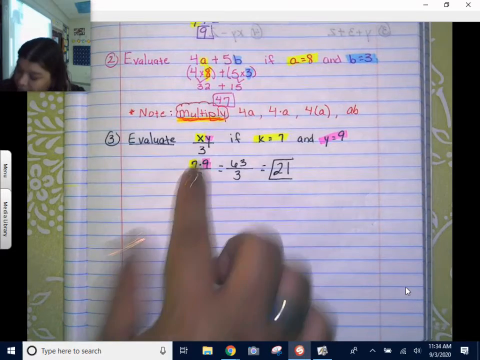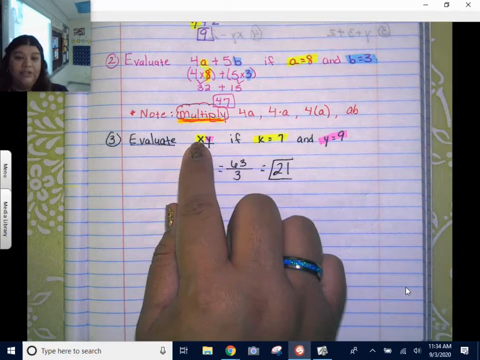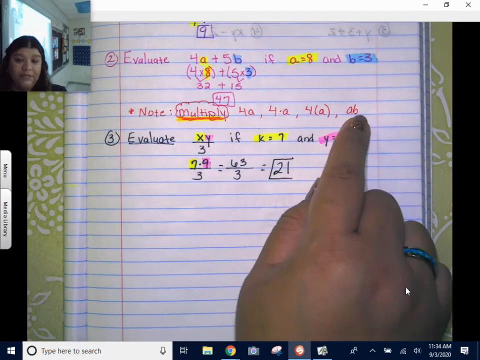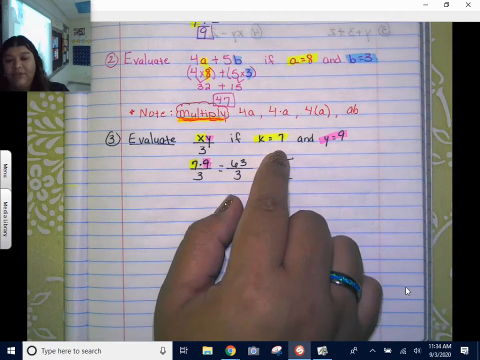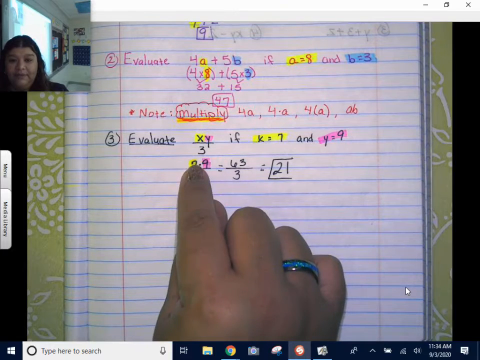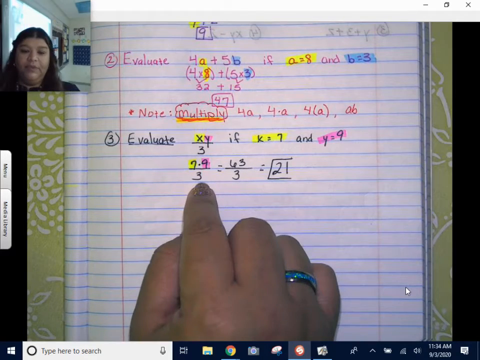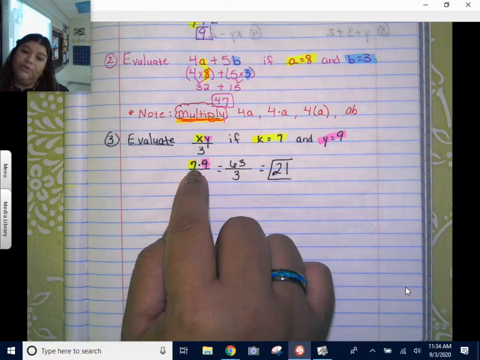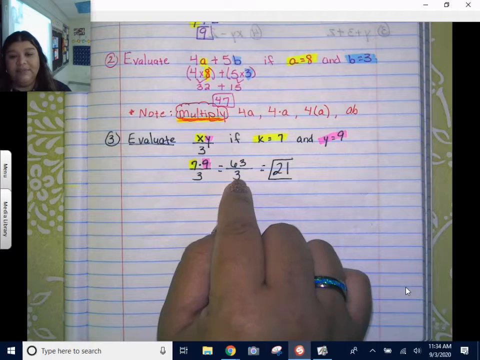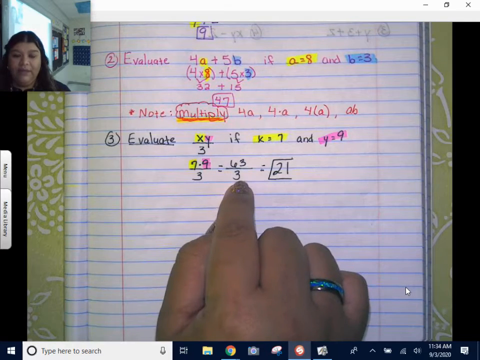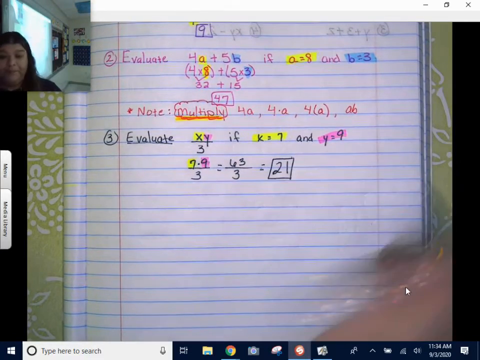Then I gave you this one, evaluate or solve xy over 3. The way you say it is pretty much x times y, because remember, two variables together is multiplication, x times y divided by 3. I told you that x is 7, so in place of x, I put a 7, and y is 9, so in place of y, I put a 9. Everything else came down. We do the top part first. 7 times 9 is 63. Bring the division bar and the 3. This is read as 63 divided by 3, which gives you 21.